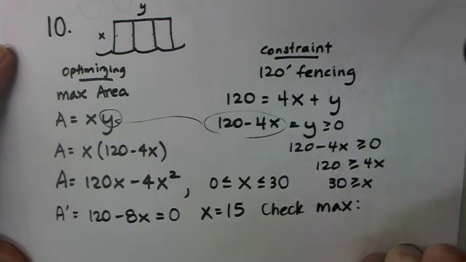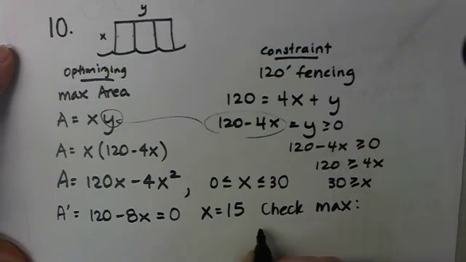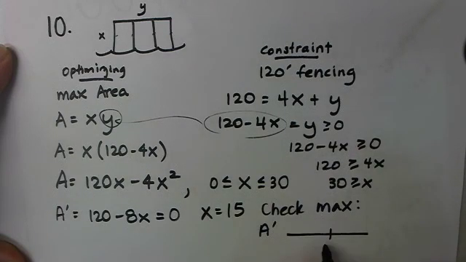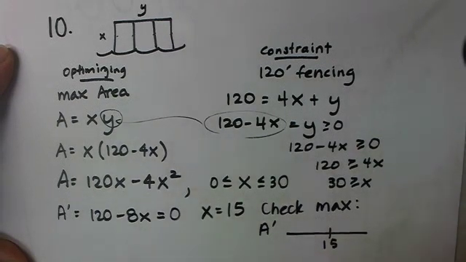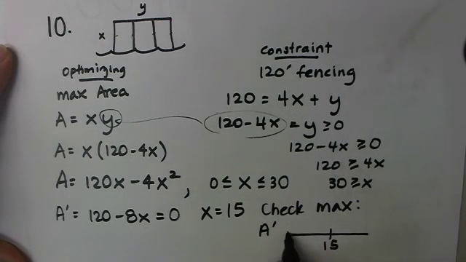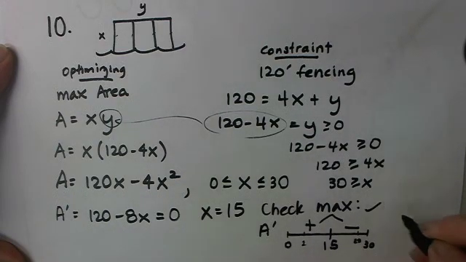Now we're actually going to check that it's a max. There's a couple of different ways that you could do this. If you use the first derivative test, you just need to make a sign chart here. Let's see, x can't be any less than 0, and it can't be any bigger than 30. If you plug in 1 into the derivative, 120 minus 8 is positive. If you plug in 20, 120 minus 160 is negative. So since the first derivative is positive and then negative, it means the function is increasing and then decreasing, so it's a max.